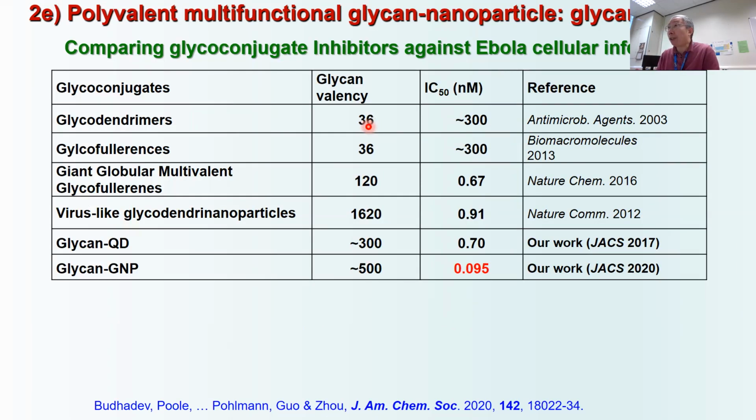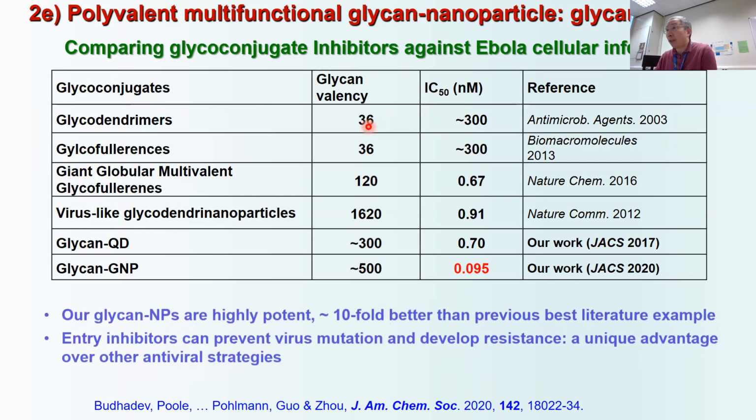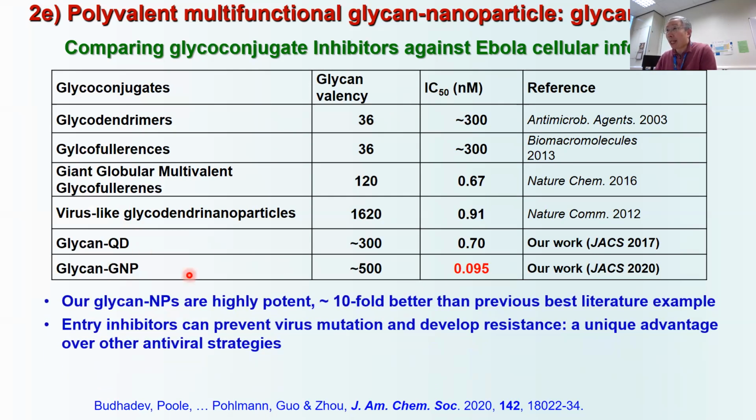Okay, so here is a comparison of how effective glycan nanoparticles are compared to the best in the literature. In our case, with the glycan quantum dots and gold nanoparticles, our potency is pretty much 10-fold better than the best reported previously. Importantly, these entry inhibitors can also prevent virus mutation and the development of resistance. So this can be a really good advantage.